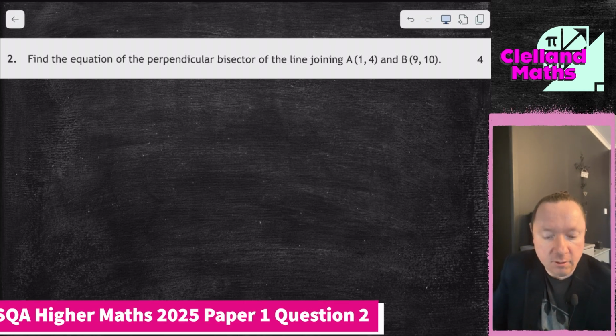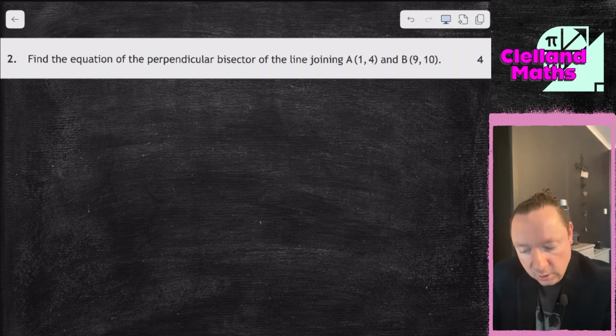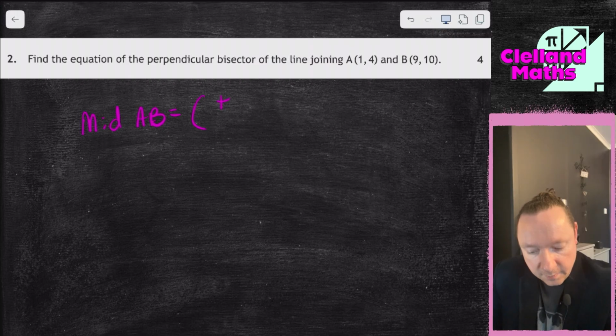SQA Higher Maths 2025 paper 1 question 2. Find the equation of the perpendicular bisector between (1, 4) and (9, 10). So perpendicular bisector means you need to find the midpoint first and then use m1 times m2 equals minus 1 for your gradient. So let's do the midpoint of a and b. That's when you add the points and divide by 2. Average them out. 1 plus 9 over 2 and 4 plus 10 over 2.